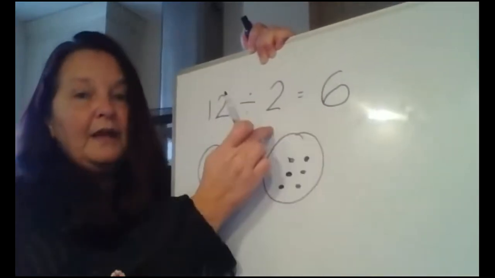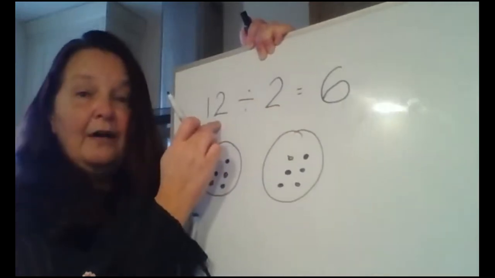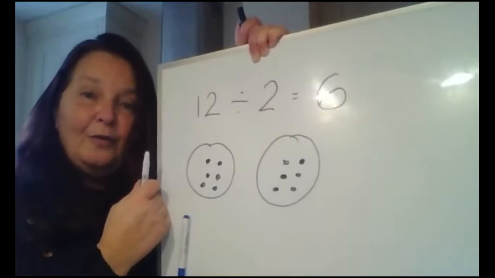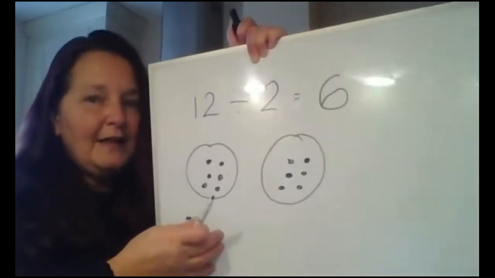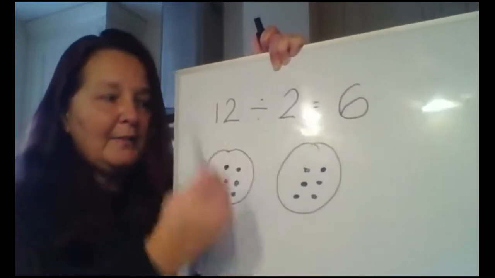I can check that with the inverse. 6 times 2 is 12. There's my 2 times table. Do you see how it all matches? Mrs. Barton always says, look for the clues. And the clue is there, my times tables.